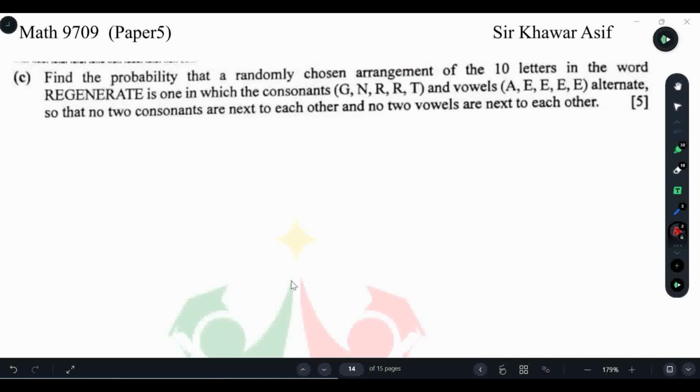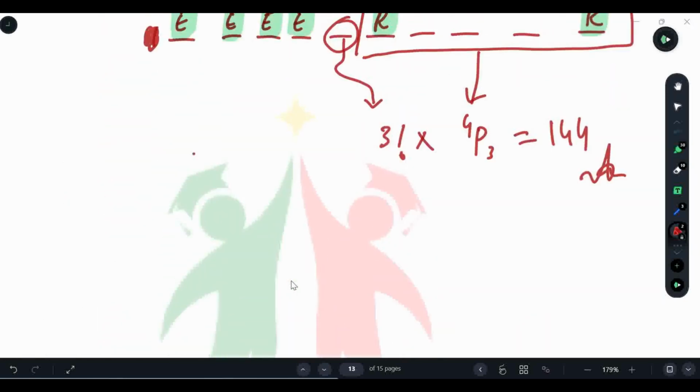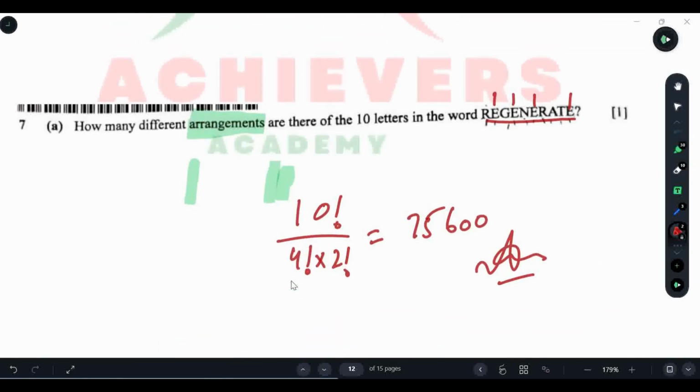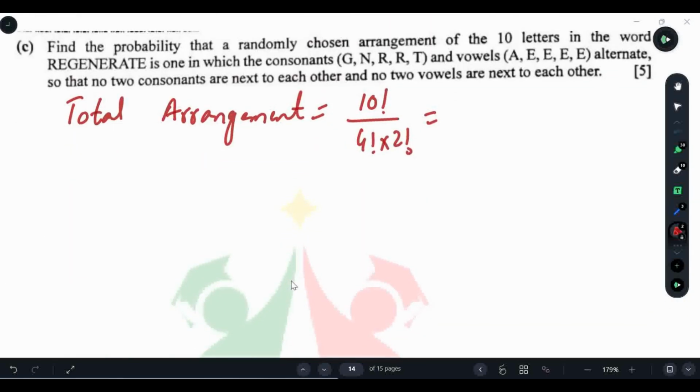Now find the probability that a randomly chosen arrangement of the 10 letters in the word regenerated has consonants and vowels such that no two consonants are next to each other. First of all, let's find out the total number of arrangements. Total arrangement for this case is 10 factorial divided by 4 factorial multiplied by 2 factorial. In the first part we have already found it out, and it was 75600.